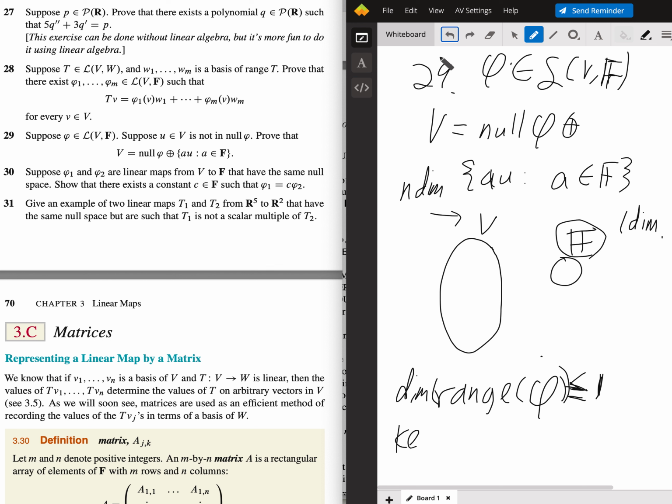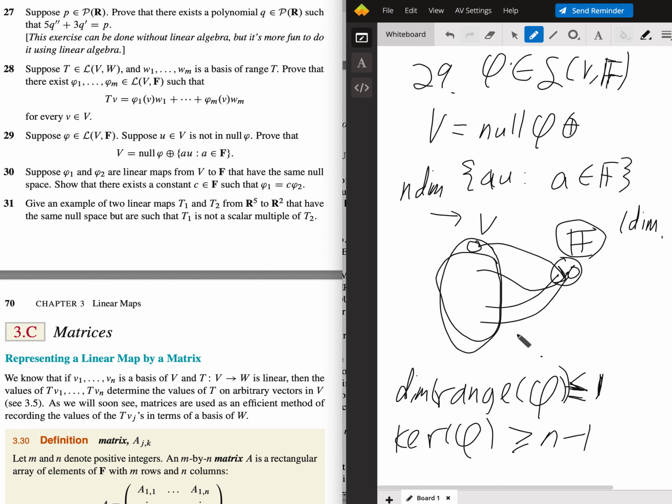Your kernel is going to be basically the rest of V, right? So it's going to be greater than or equal to n minus 1. So think about this, only a tiny sliver of V is actually being mapped to F, while the rest of it is just entirely squished down to 0. Because F doesn't have space, right? So everything else just gets mapped to 0. There's no more space for it to map to.